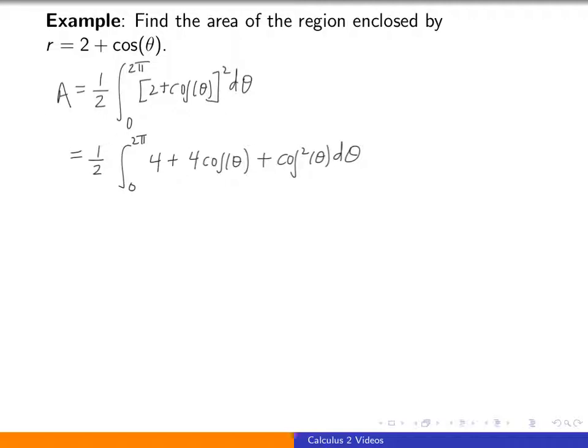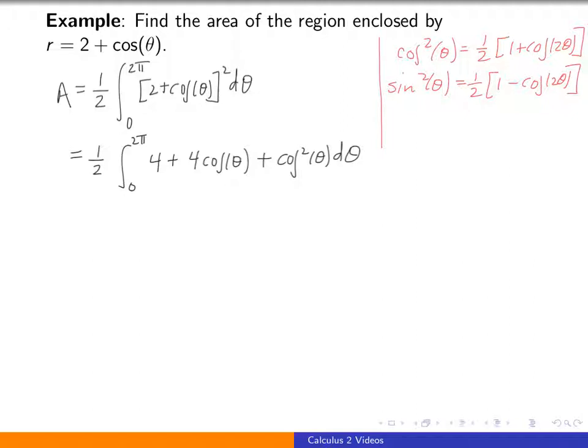So let me recall for you the double angle formula for cosine that allows us to integrate this. We have that cosine squared of theta is 1/2 the quantity 1 plus cosine of 2 theta. And similarly for future use, sine squared theta is 1/2 the quantity 1 minus cosine of 2 theta. So rewriting our cosine squared theta piece, this is 1/2 the integral from 0 to 2 pi of 4 plus 4 cosine theta plus 1/2 plus another 1/2 cosine of 2 theta. We have taken the 1/2 and distributed through, and both of those terms have replaced the cosine squared.